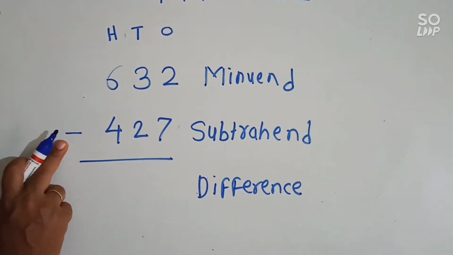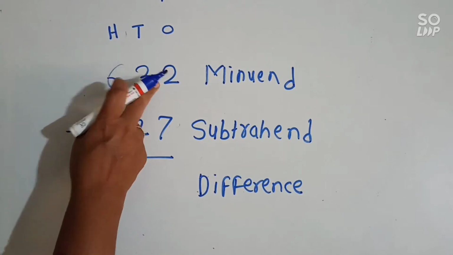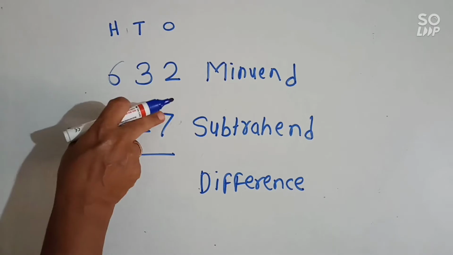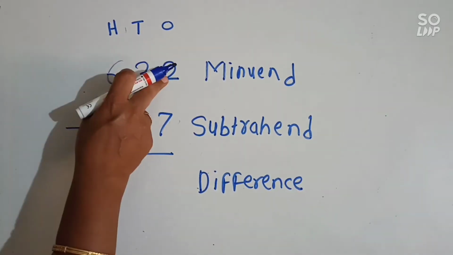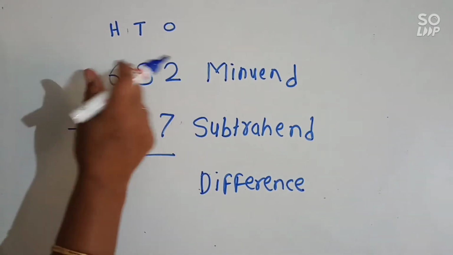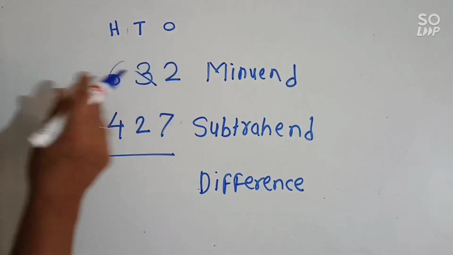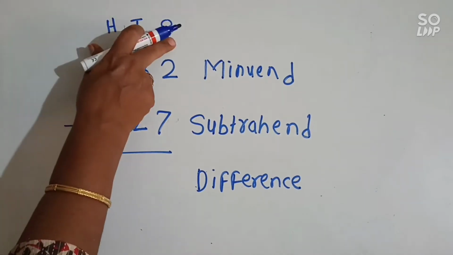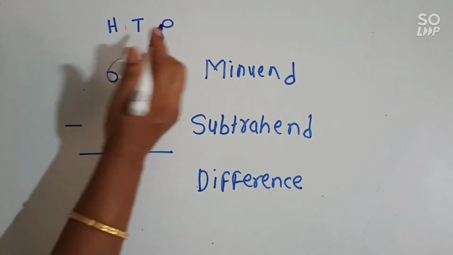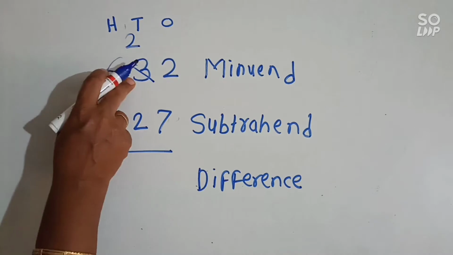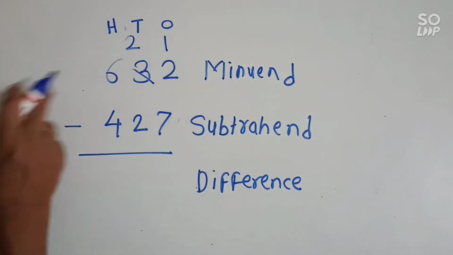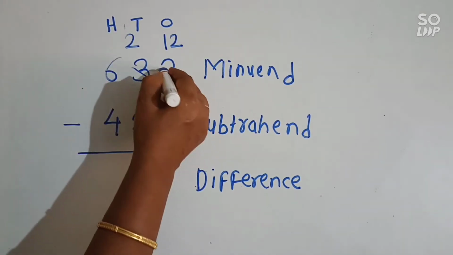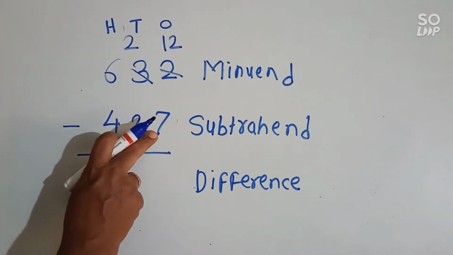We have to do subtraction here. Now 2 minus 7. 7 is larger than 2, so it is not possible to subtract 7 from 2. We have to borrow 1 ten from the tens place. 3 tens, 1 ten given to the ones place, then here will remain 2. This 1 ten and these 2 ones make 12 ones. Now 12 ones minus 7.